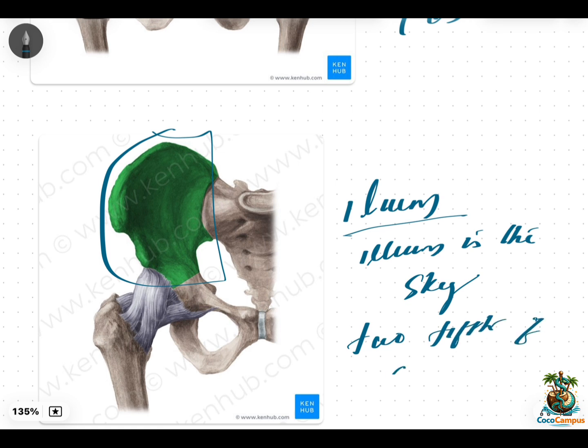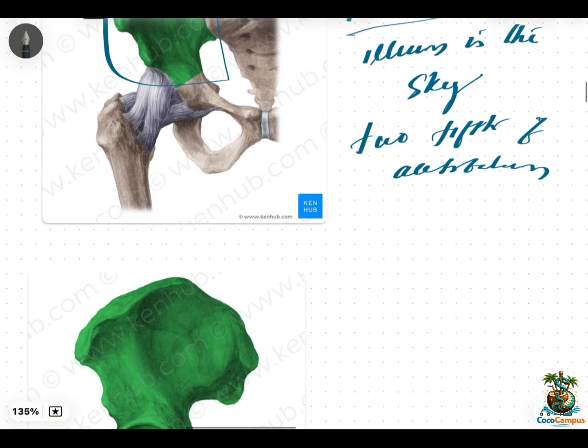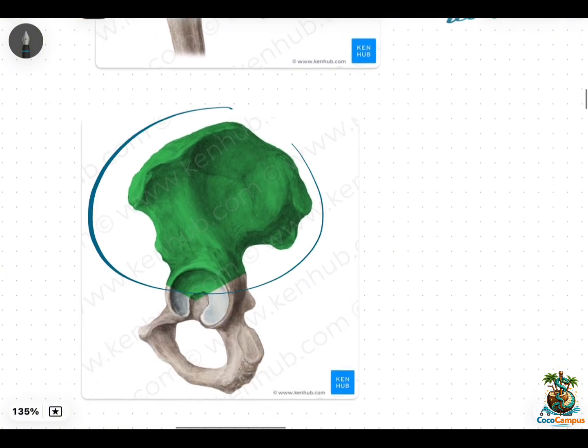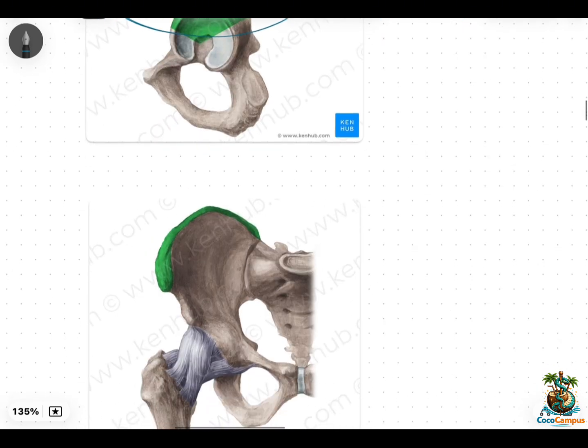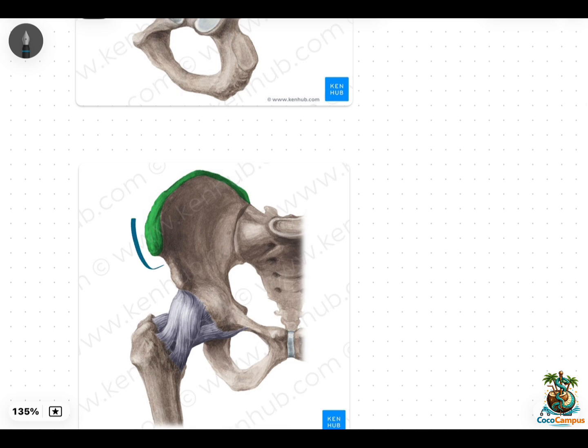Moving on, let's go to the iliac crest. The highest point is at the level of the fourth vertebrae. This is the supracristal plane, used as a landmark for lumbar punctures and the gold standard site for bone marrow biopsies. You could argue that it's the second best.